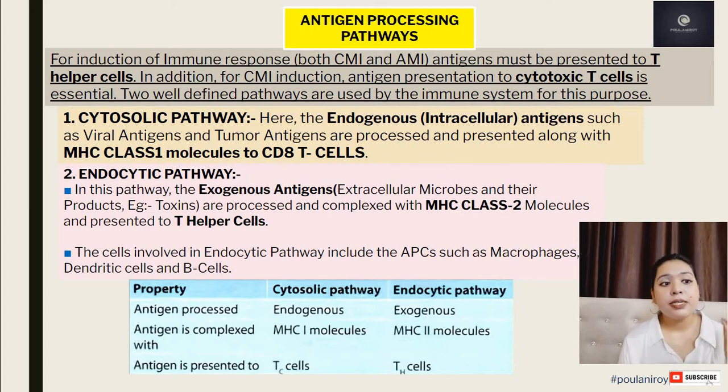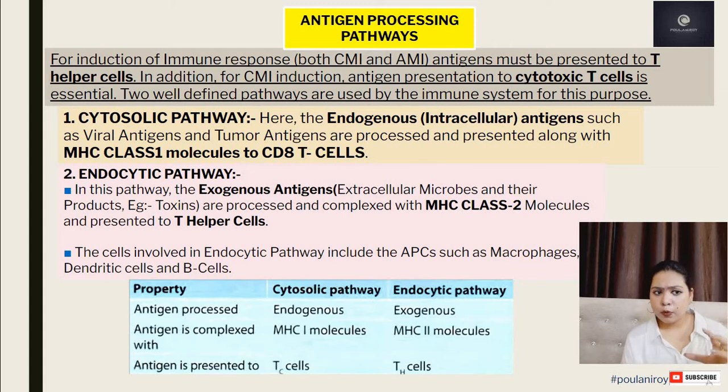Next, you see the differences between these two antigen presentation pathways. What is happening? The antigen processed: the first one is endogenous, the next one is exogenous. Now the antigen is complexed, in the first case, with the MHC1 molecule, in the second case with the MHC2 molecule. Clear? Now in the first case, in the cytosolic pathway, the antigen is presented to the cytotoxic T cells, but in the endocytic pathway, it is presented to the T helper cells.